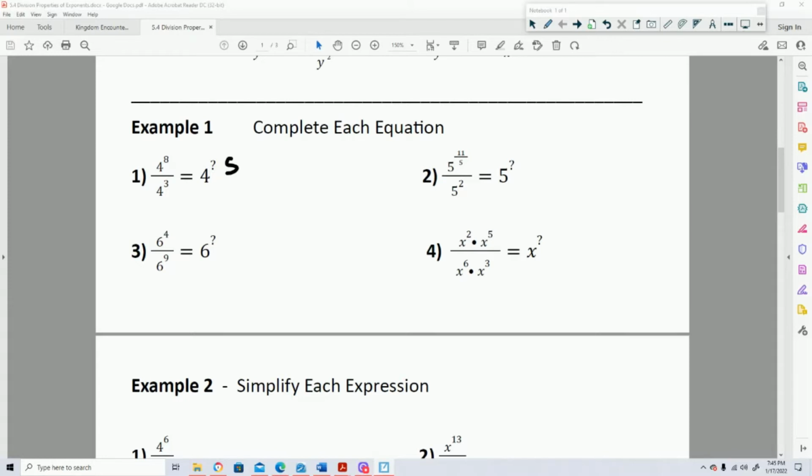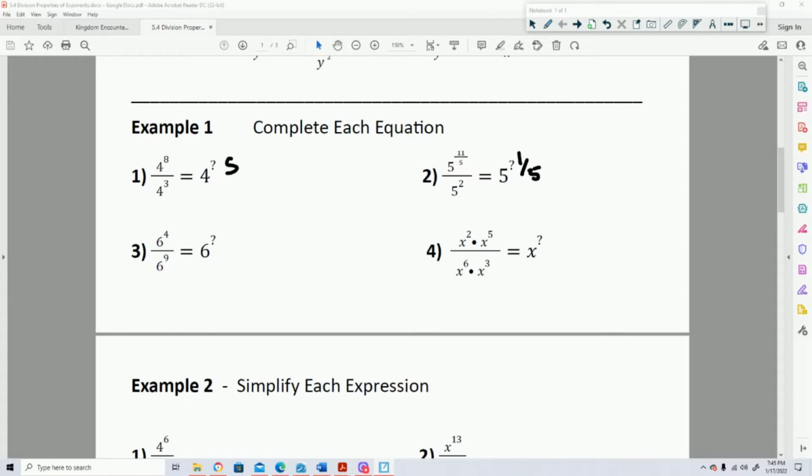Okay, let's go to number 2. This one's a little more difficult because you have a fraction. This is 11/5. This is 2. So we want to put that over 5. So 2, change it to something over 5 is 10/5. 10/5 is equal to 2. So 11/5 minus 10/5 is simply 1/5. Again, I just made that 10/5 so that we would have common denominators when we subtracted. So 5 to the 1/5. And again, that's a 5th root of 5. Not that we have to evaluate that.